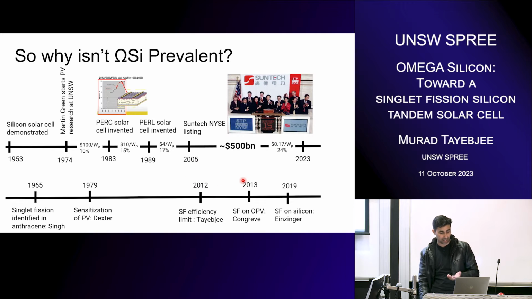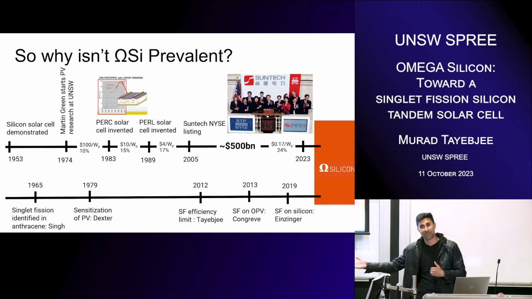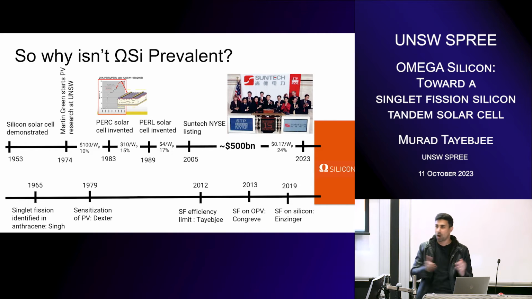We had the first greater than 100% EQE device, but that was all organic, right? So we had all the problems of it being an organic device. And then finally, there was a really big breakthrough in the field back in 2019 from a group at MIT where they actually demonstrated singlet fission on silicon and showed that this is going to be possible. So for me, the only thing stopping us being prevalent is all the other competing technology. I don't see any reason why this can't work, but we just got to get moving, yeah?